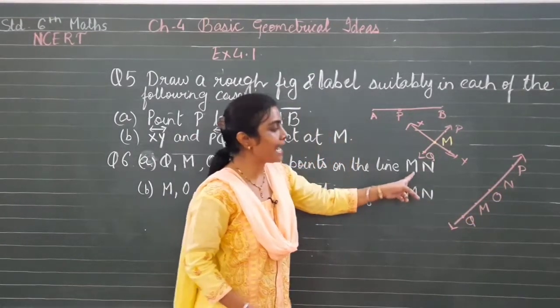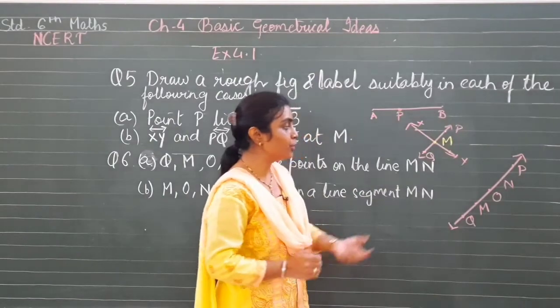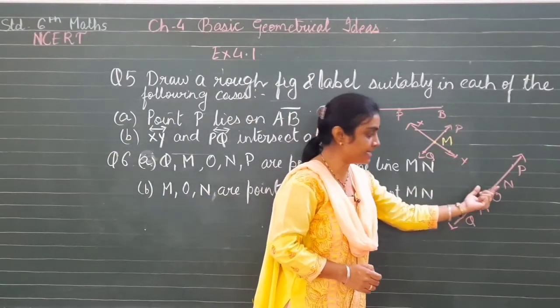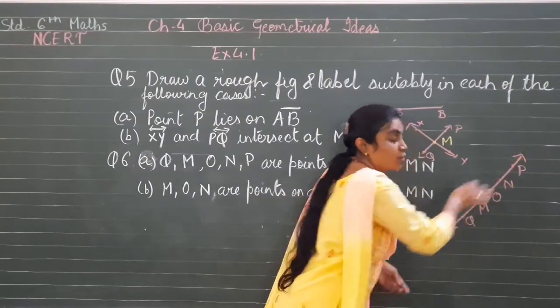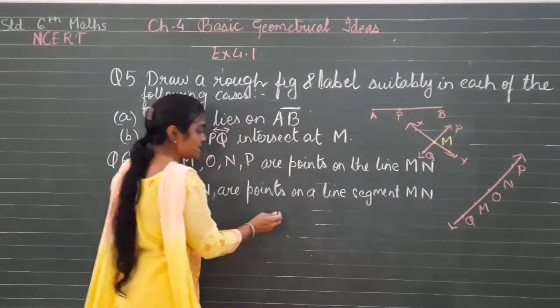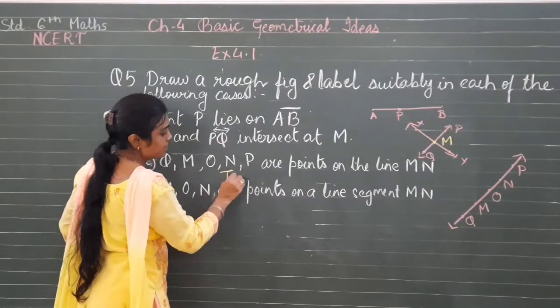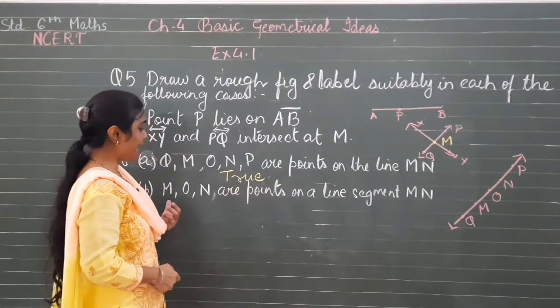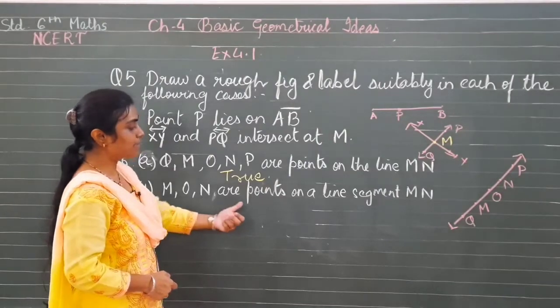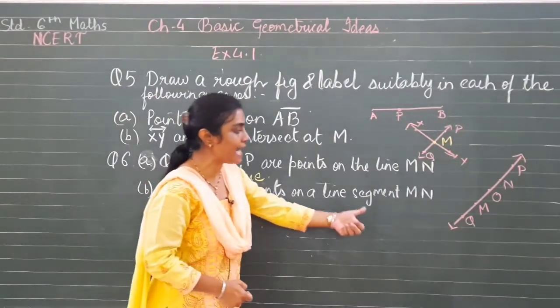Q, M, O, N, P are on line MN. As I already told you, a line can be extended. So this is your line MN. If you extend it, it will go in both directions. So the answer for the first statement is true.